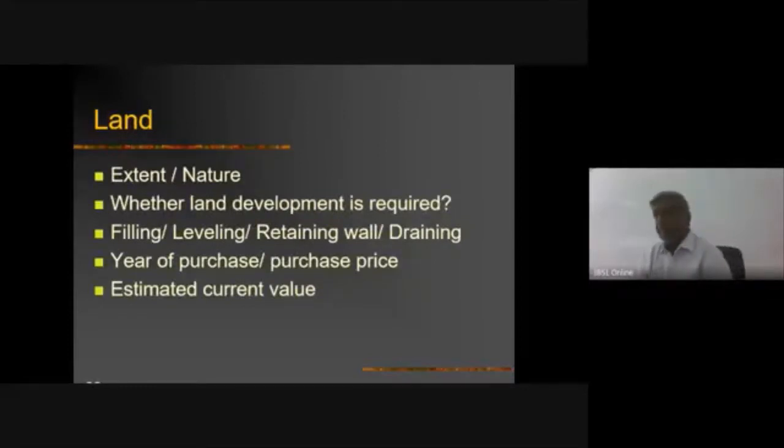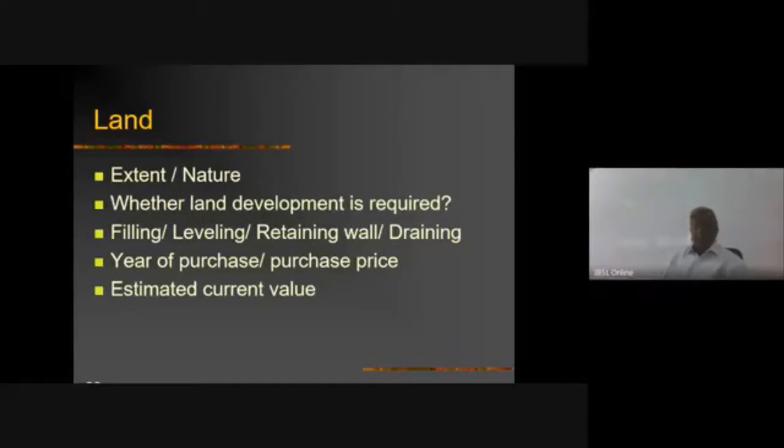Then the land. Location, plus you must satisfy yourself whether this location is satisfactory for this project. Then the land extent. What is the extent, and what is the nature? I have already told you, whether the extent is sufficient or excess. In that case, you must consider only the necessary extent. Then the nature of the land: undulating, rocky, there are stones. Whether land development is required, whether the land has to be developed by leveling, filling, whether you have to put in a retaining wall, drainage facilities.